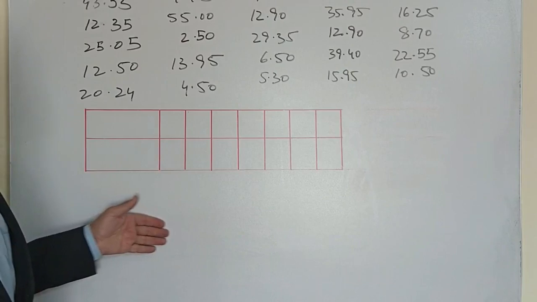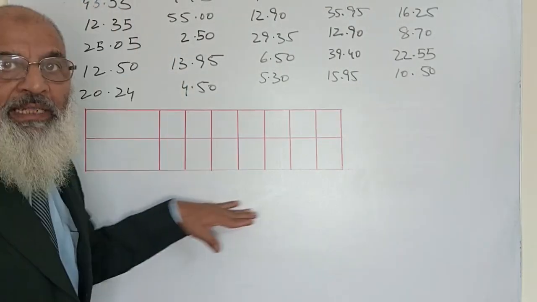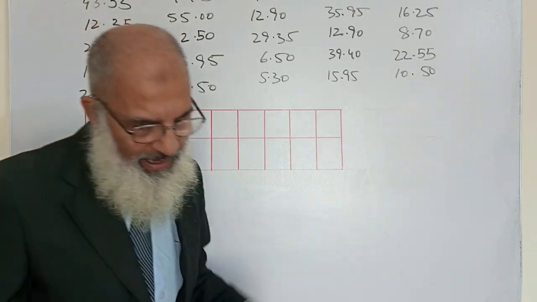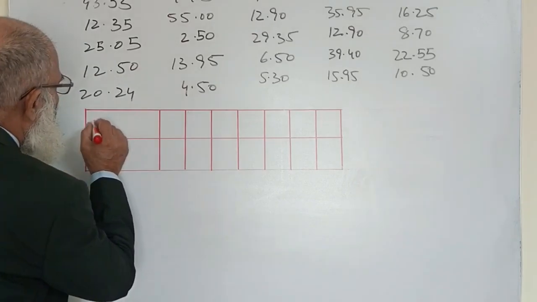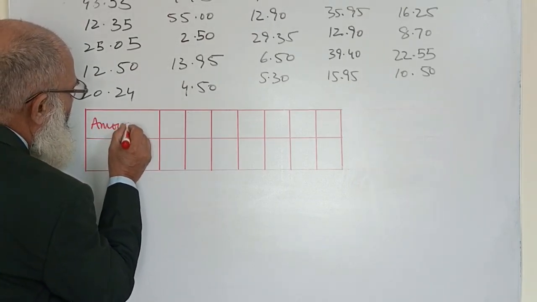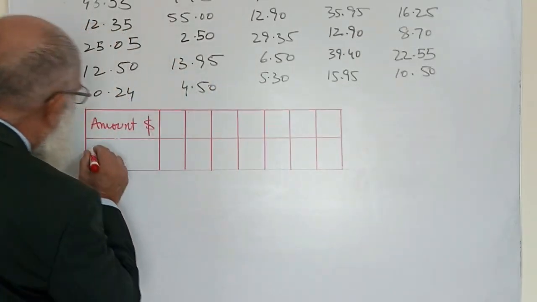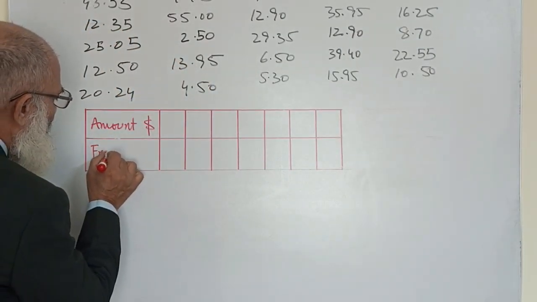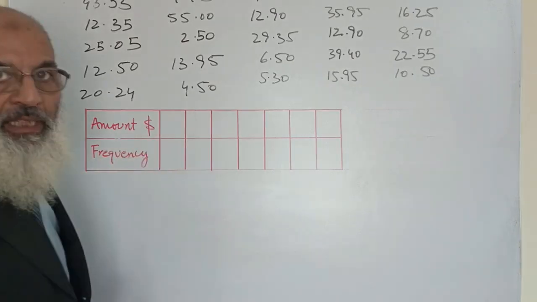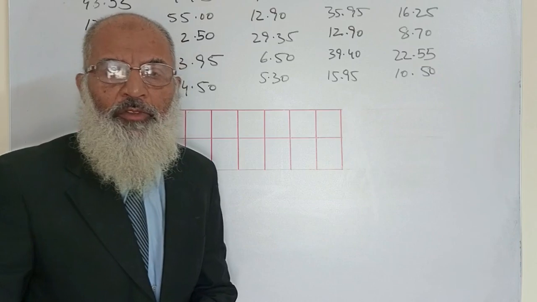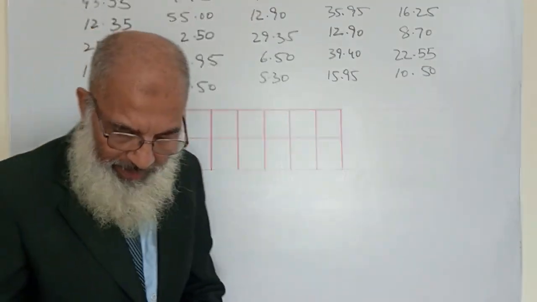Now dear students, the table is given in this form, landscape form. Amounts in dollars and frequency. It is your choice whether you draw the intermediate tally marks, but if you are very confident about yourself, you can directly write the frequency.